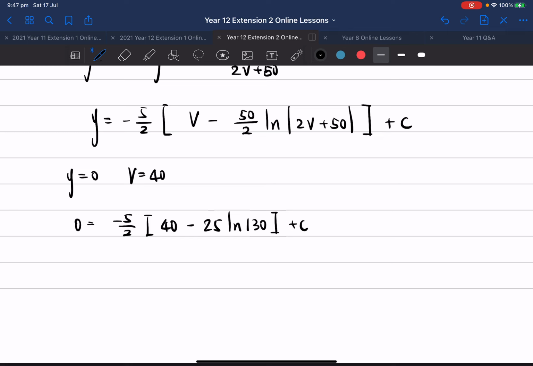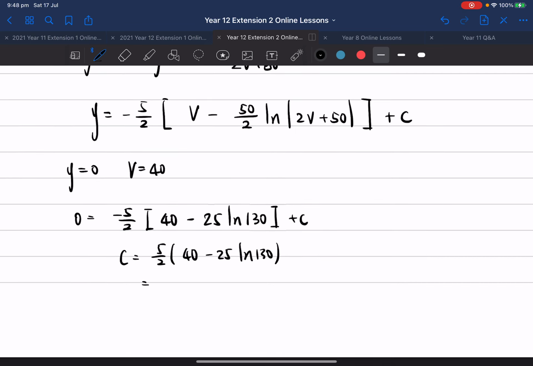40 minus, that's just 25, ln 80 plus 50, which is 130, so 130 again, plus c. Alright, so c is equal to 5 over 2 brackets 40 minus 25 ln 130. Alright, so this is what c is equal to, which at the end is equal to 100 minus 5 times by 25, 125 over 2 ln 130. That's just a c. Can you imagine this is just a c?